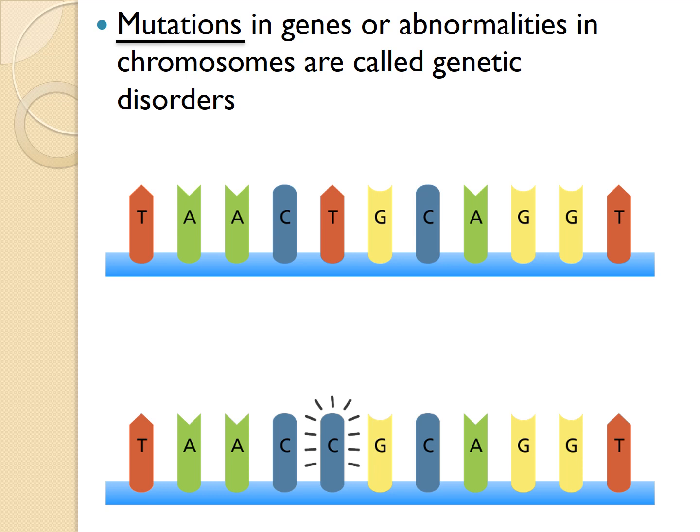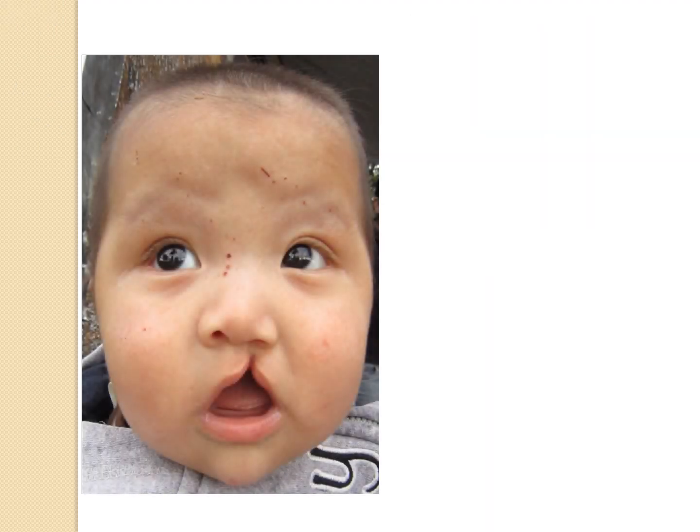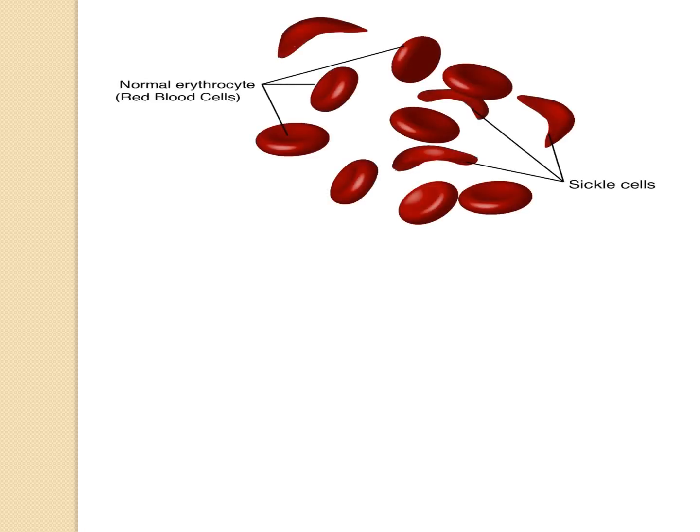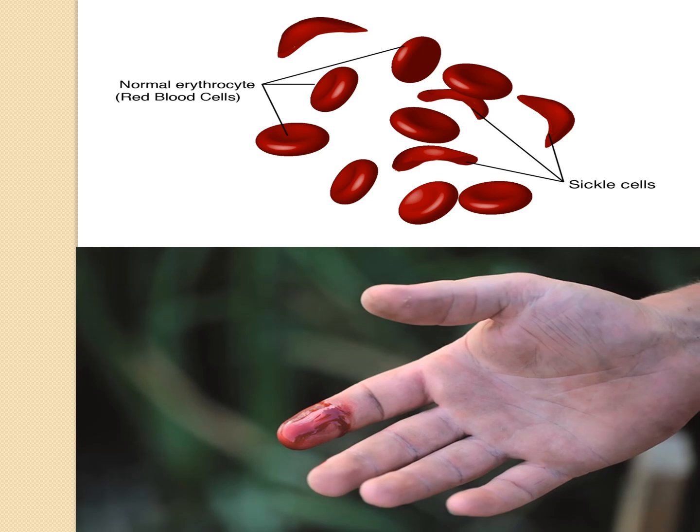Now what are examples of genetic disorders? Cleft lip, this is a genetic disorder. Albinism is another example. Sickle cell anemia, hemophilia. These are all examples of genetic disorders. We'll be learning all these examples, don't worry about that, but these are just examples so that you may understand what a genetic disorder is.